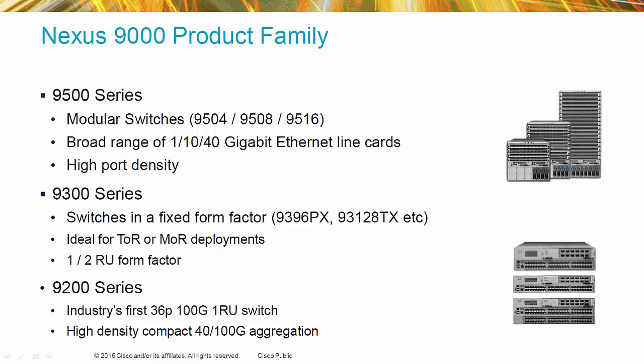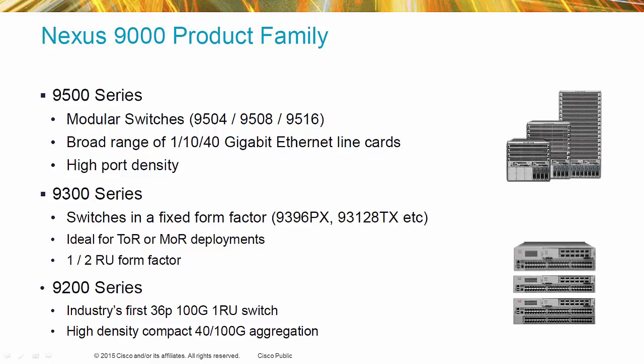In the 9000 product family, there are multiple platforms or series of the 9K. On the top, you can see there's the 9500 series. It's a modular switch; I'm sure a lot of you are familiar with it. In the 9500, there are three specific modular switches that are very popular: the 9504, the 9508, and the 9516. 9500 is the series, and 4, 8, and 16 stand for the number of slots available for you to install your line cards. In 4, obviously there are 4 slots. In 8, there are 8, and so on.